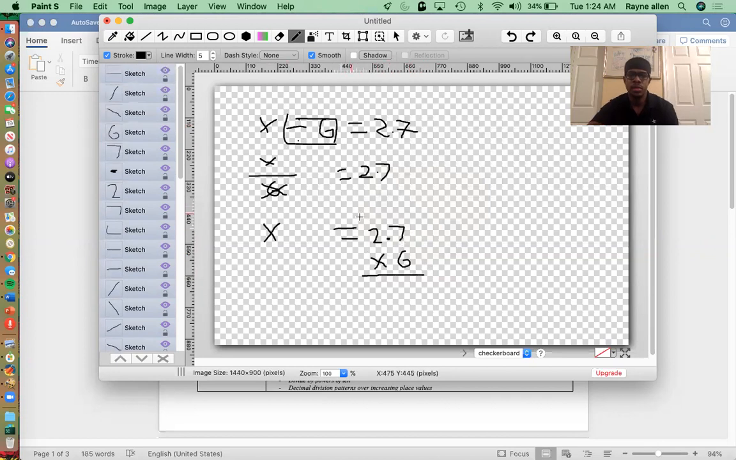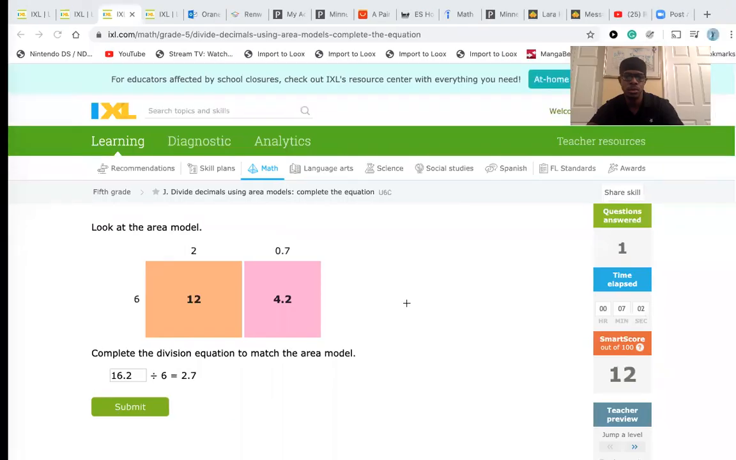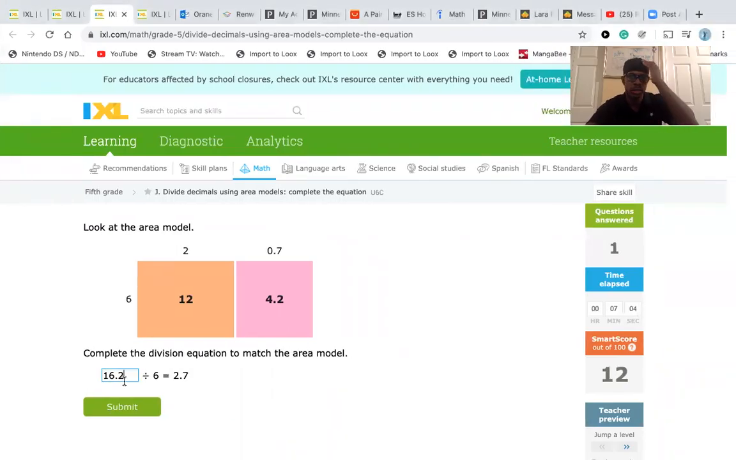6 times 7, that's going to be 42. And then 6 times 2 is 12 plus 4. That's going to give us 162. But we have a decimal point right here. So how many numbers are after this decimal point? 1. So we move the decimal point 1 time. So now we know that x is 16.2, which we had here, which is good.